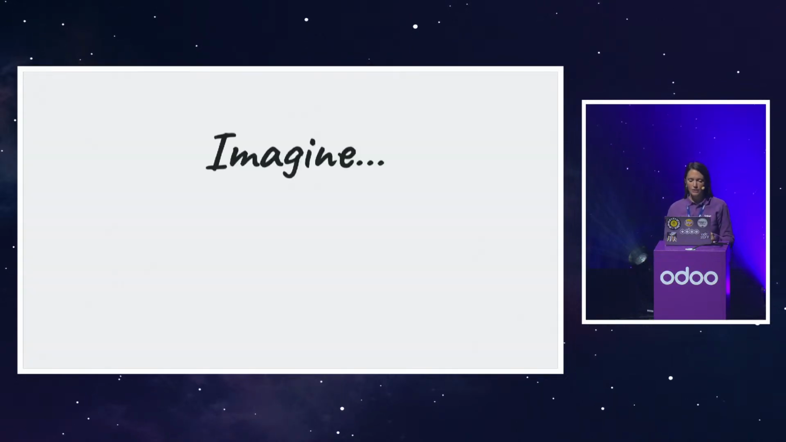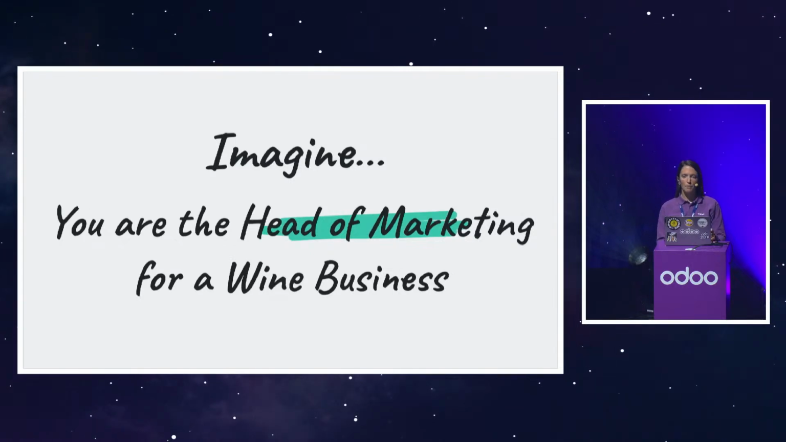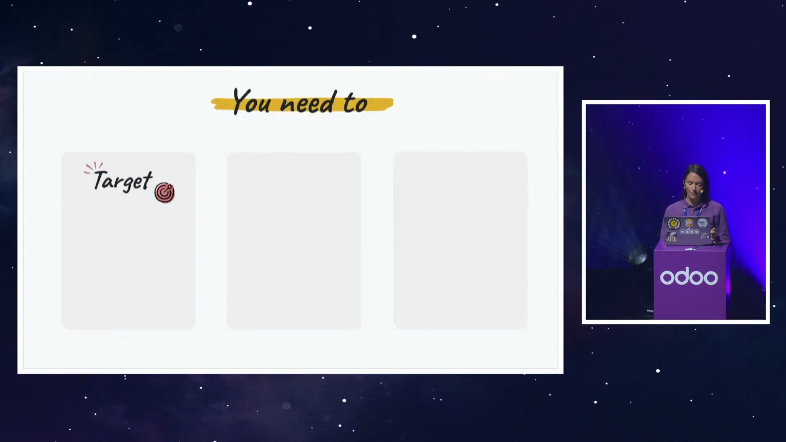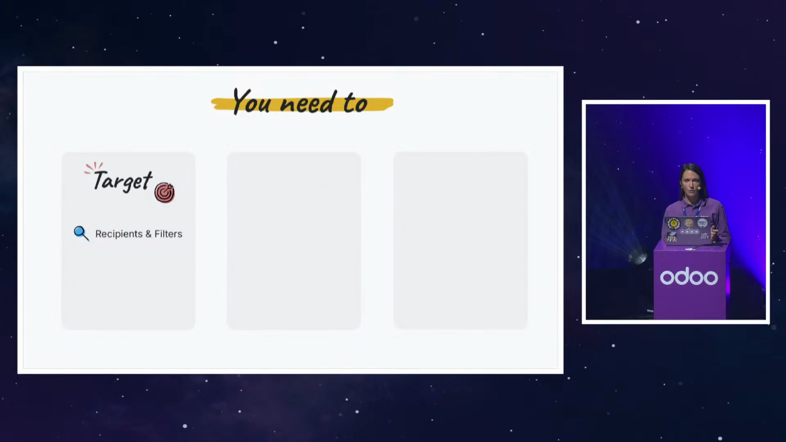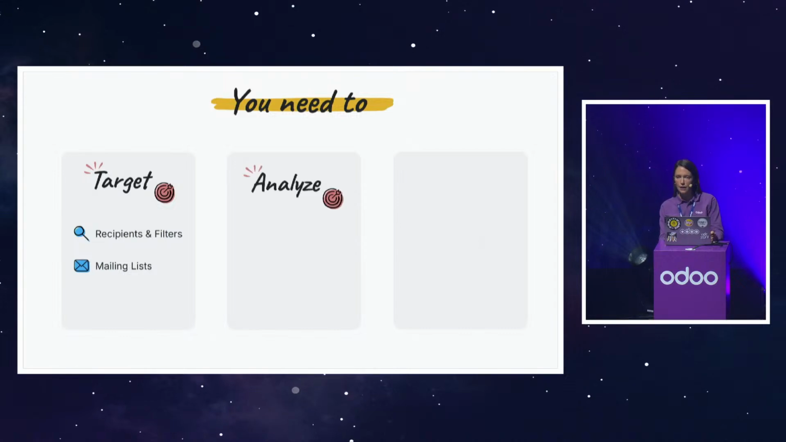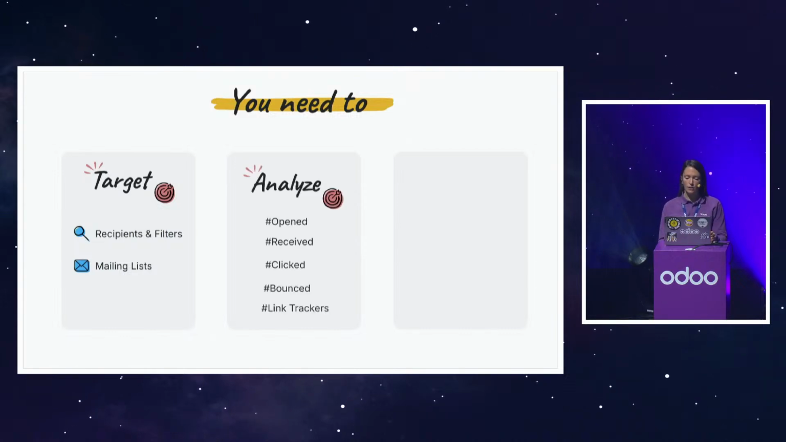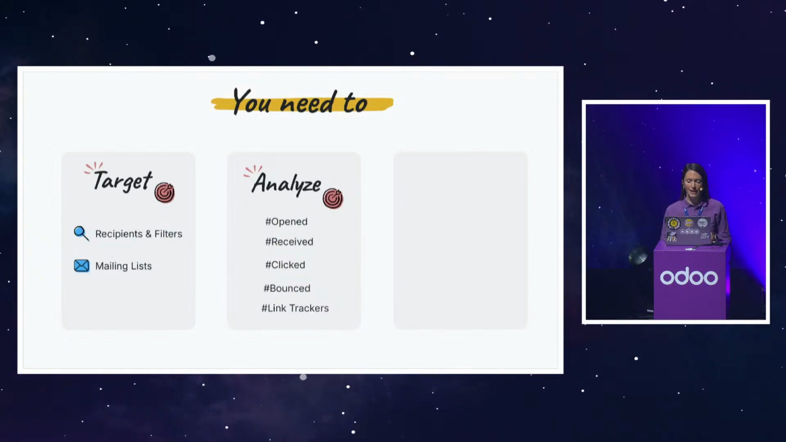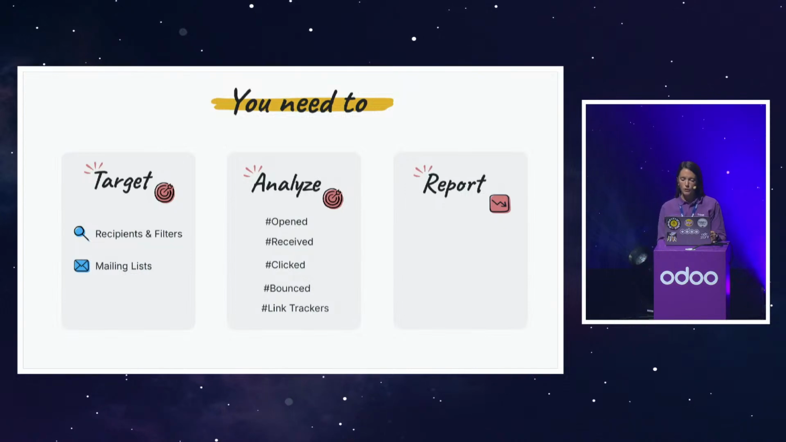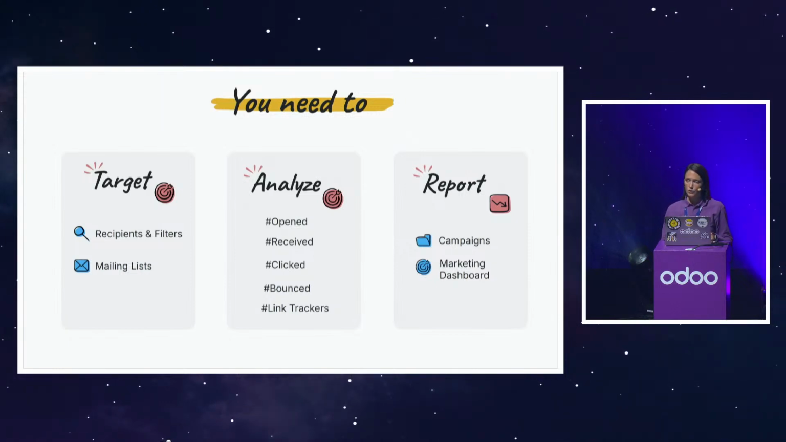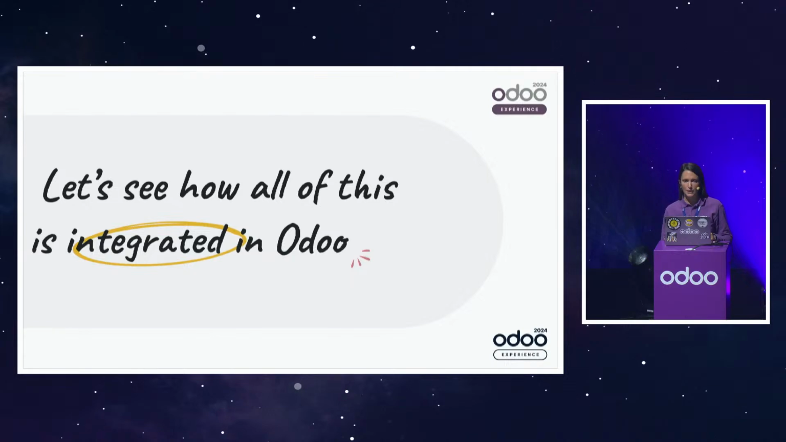And to do so, I will ask you to imagine. Imagine that you are the head of marketing for a wine business. And as the head of marketing, you will need to first target. Target thanks to recipients and filters, but also thanks to your mailing list. Then you will need to analyze. Analyze some interesting KPIs, such as opened, received, clicked, bounced, but also thanks to link trackers. And then you will need to report. Report thanks to campaigns, but also thanks to the email marketing dashboard. So now, let's see how all of this is integrated into Odoo.